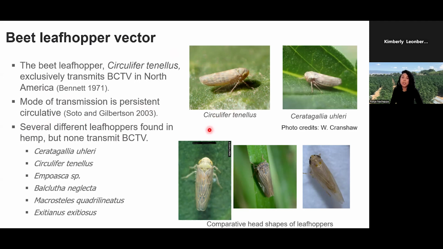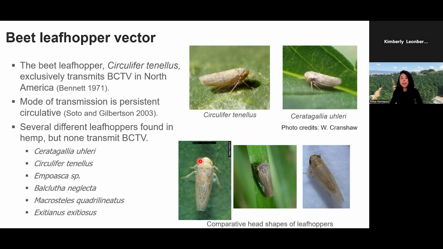Now, the bad news is that we've collected several different species of leafhoppers in hemp, and the beet leafhopper, Circulifer tenellus, is not the most common. It happens to be Ceratagallia, which looks very similar to the beet leafhopper. One way to differentiate between the species is by the shape of the head. Beet leafhoppers have more of a root-like shape, whereas Ceratagallia, you can see here, is more rounded and oval.